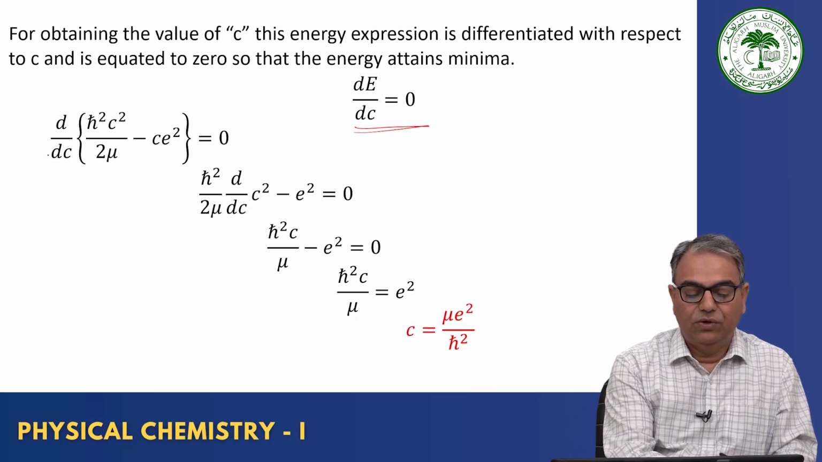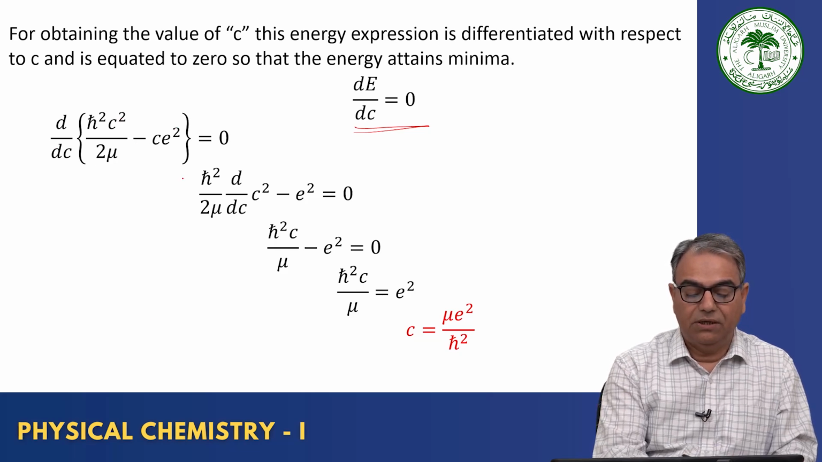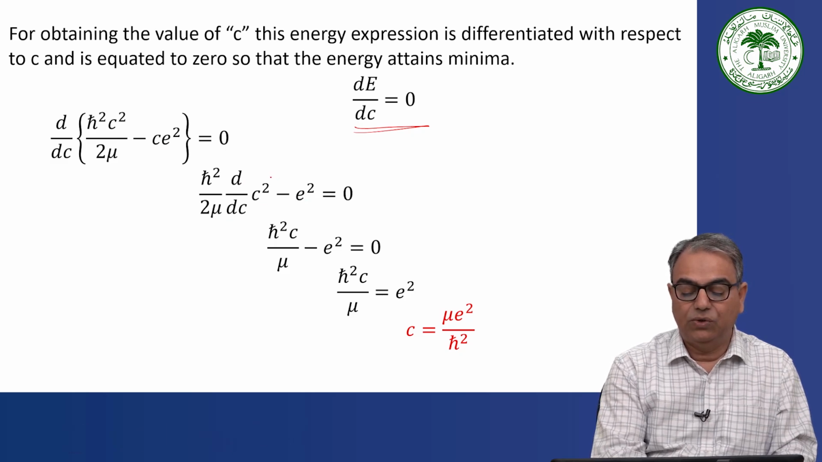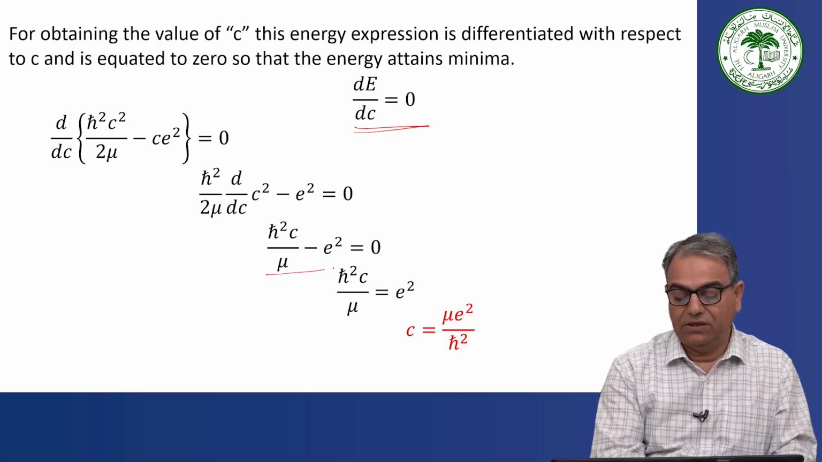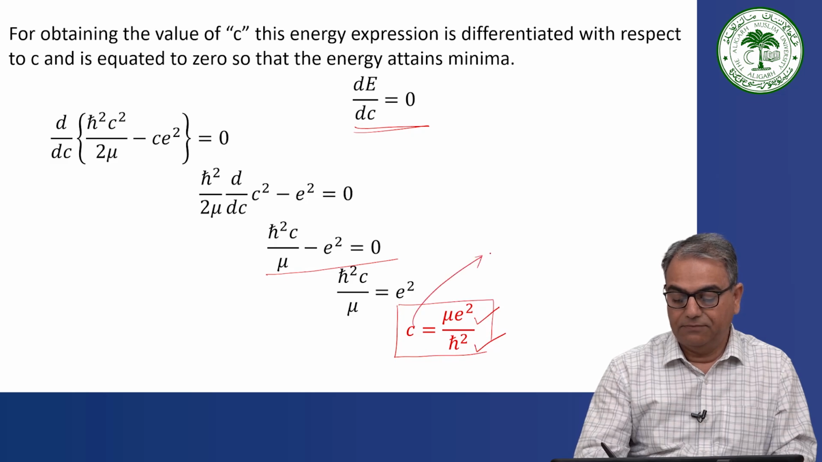So what you do? You differentiate h cross square c square divided by 2 mu minus c e square. It means minus h cross square divided by 2 mu d by dc into c square minus c e square, and the derivative of c square will be 2c. So finally you will get h cross square c divided by mu minus e square is equal to 0, or c will be equal to mu e square divided by h cross square. So this is the value of the variation parameter.